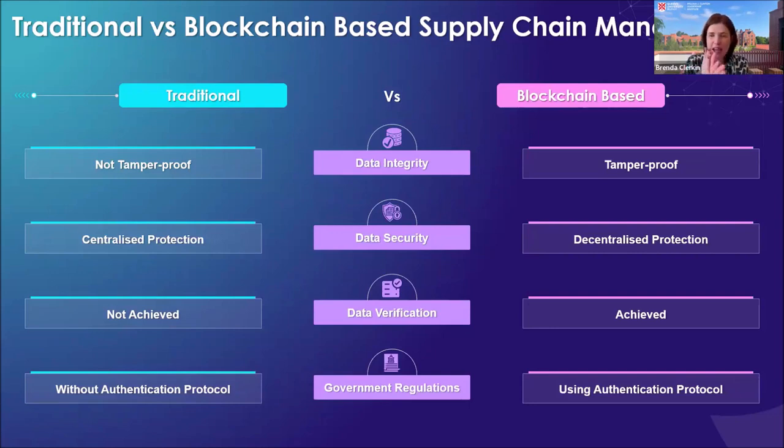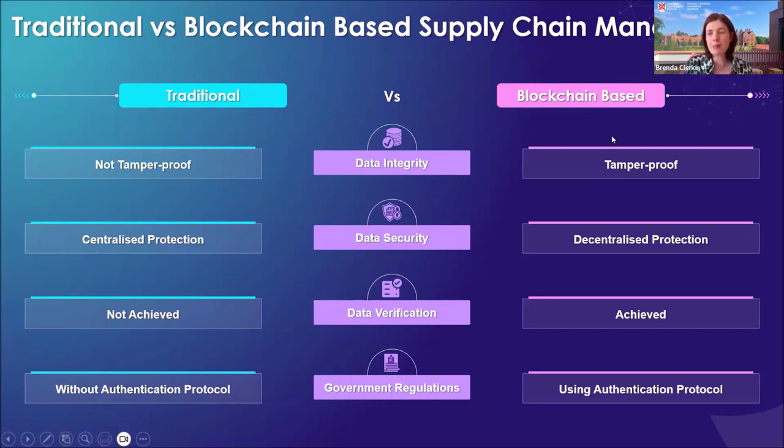Okay, so just comparing where we are today in terms of supply chain versus what blockchain might be able to offer us within the supply chain around data integrity, security, verification, and then government regulations. So at the minute, our data integrity is not tamper-proof. When a product moves from A to B to C, there tends to be a lot of paperwork that follows with that, but that is open to manipulation and being tampered with, or fraudulently signed off along the way.